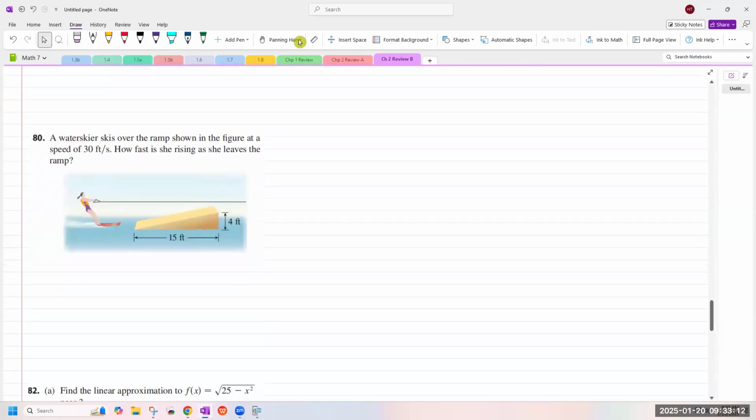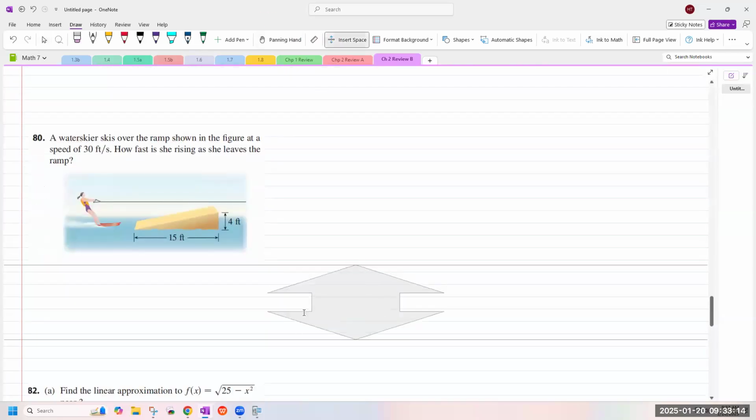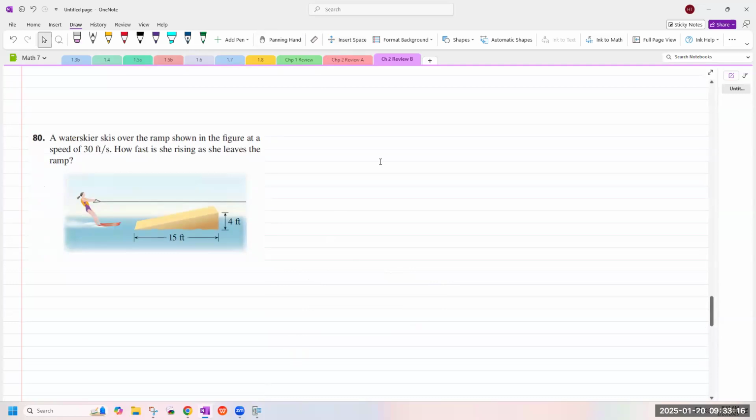Number 80. A water skier skis over the ramp shown in the figure at the speed of 30 feet per second. How fast is she rising as she leaves the ramp? Oh wow. So at this point here.